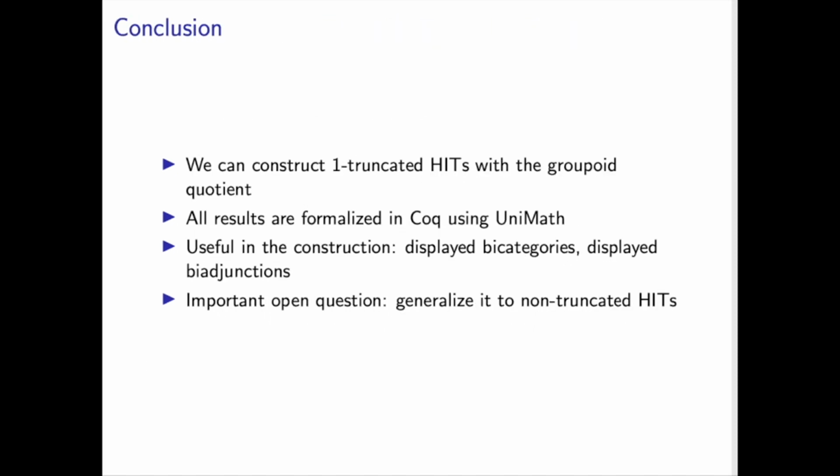Now let me wrap up the talk. The main message is that one truncated higher inductive types can be constructed using the groupoid quotient. All the results in this talk and in the paper are formalized in Coq using the UniMath library. Something interesting to note about the construction is the usage of displayed bicategories and displayed biadjunctions. This allowed us to construct the involved bicategories and biadjunctions in a more modular fashion. An important open question is whether we can generalize this construction to non-truncated higher inductive types.